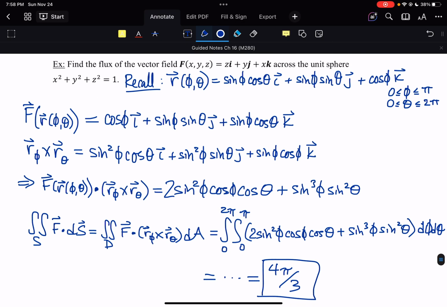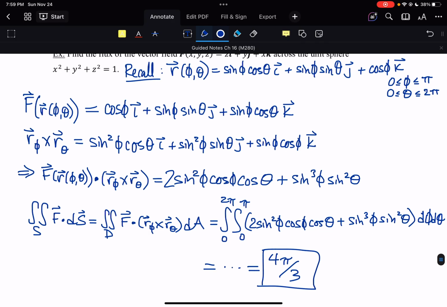So we parameterized the surface. We evaluated the vector field. We got our tangent vectors, crossed them, and then dotted that result with F. And that created our integrand. So all of this was just in service of creating that integrand. And then it's a matter of integrating from there.